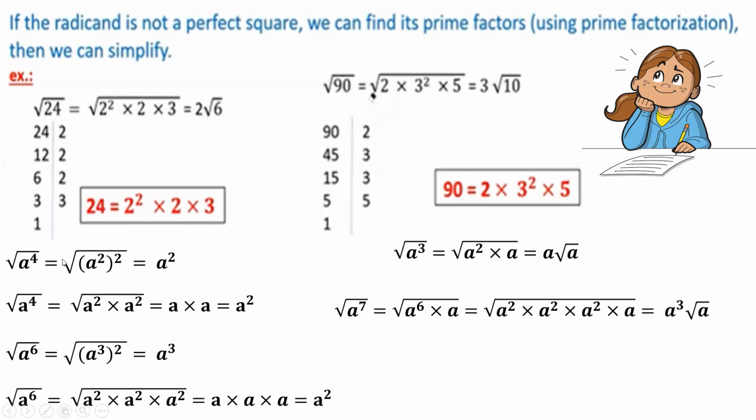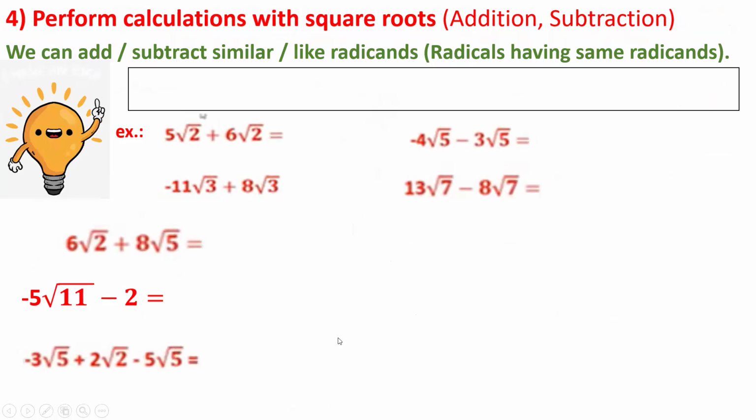Now the squared cancels the radical and it comes out as a squared, or I decompose a to the power 4 into squares of numbers. It's a squared times a squared. A squared comes as a, and a squared comes as a, so a times a is a squared. Also, you have here many solved examples.